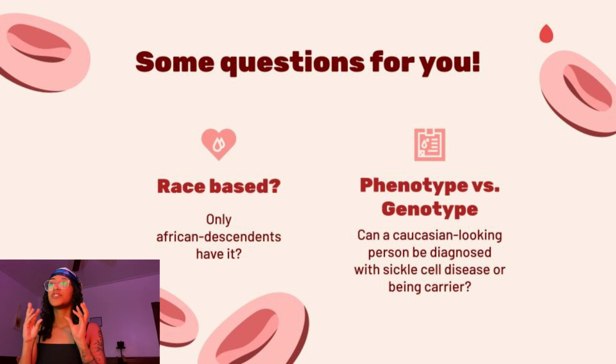So what I want to bring for discussion here is, is it a racial disease? We know that it's more common in people of African descent, but what else? Are our phenotypic differences a signal of what may or may not be in our genome? What I mean by this is, can a Caucasian phenotype person be diagnosed with sickle cell disease, or even be a carrier? I want to know what you think about it, and I would be happy to discuss with you guys. Thank you.